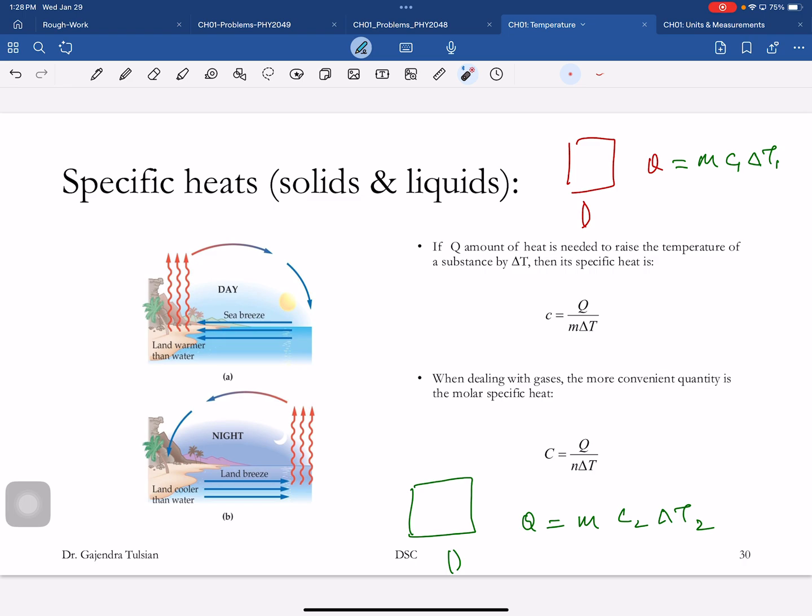Okay? And when will their temperature rise by different amounts? The temperature will rise by different amounts if their specific heats are different. You're putting the same amount of heat, okay? So that's what this problem will illustrate. So to have a breeze, you were 2 steps ahead of me. To have a breeze, you have to have pressure difference, and the only way you can generate pressure difference is differential heating. Okay?